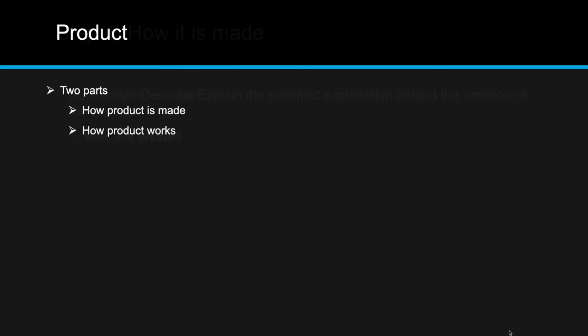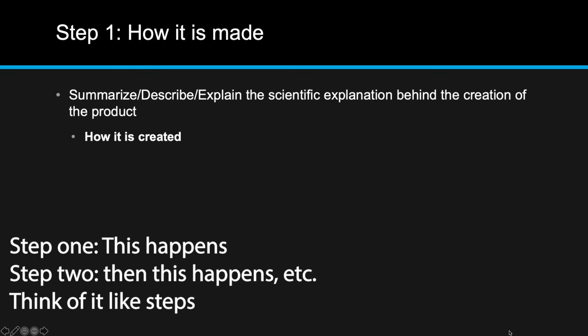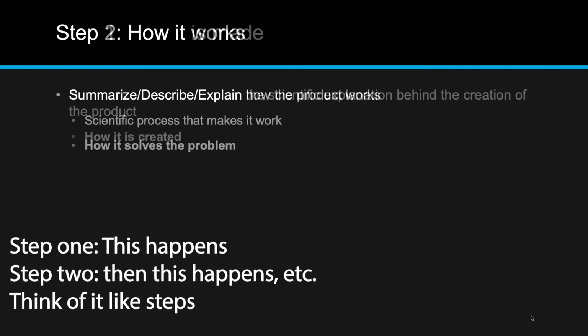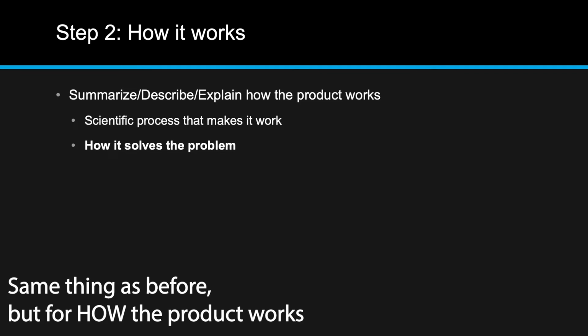The second part is about the product itself. This consists of 2 subparts: how it's made and how it works. For how it's made, you will be summarizing/describing/explaining the scientific process that is behind the creation of the product. For how it works, you will be summarizing/describing/explaining how the product works.